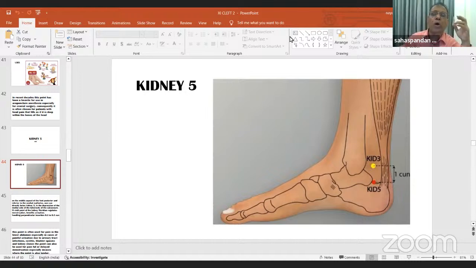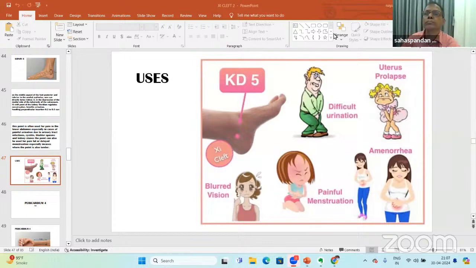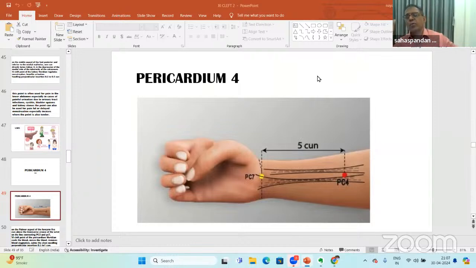Okay. Our next point is pericardium 7. Next point is pericardium 4, not 7, pericardium 4.